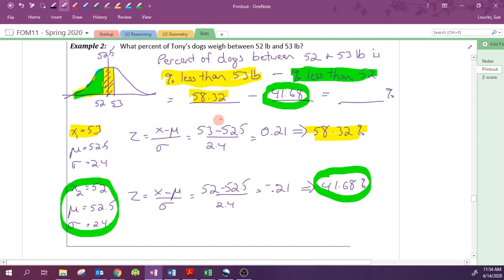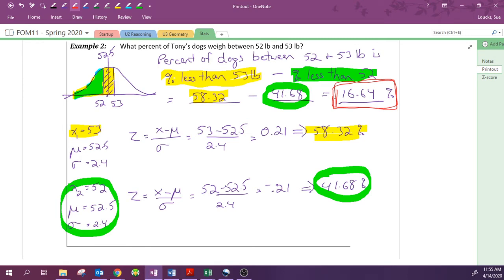And then I just subtract those two numbers and I get 16.64%, and there's my answer. Put a box around it because it's not at the bottom of my work, so it's sometimes hard to find. And we're done. Okay, hopefully that made sense.